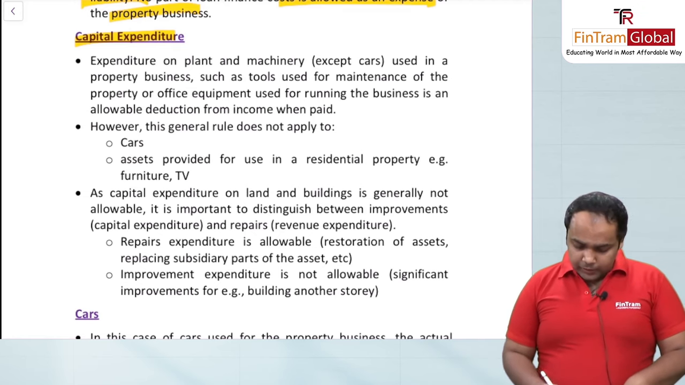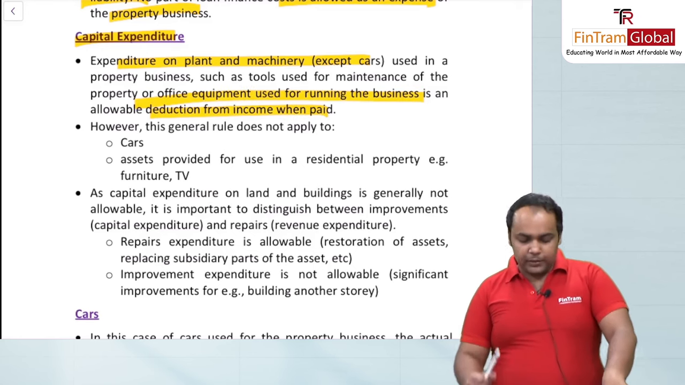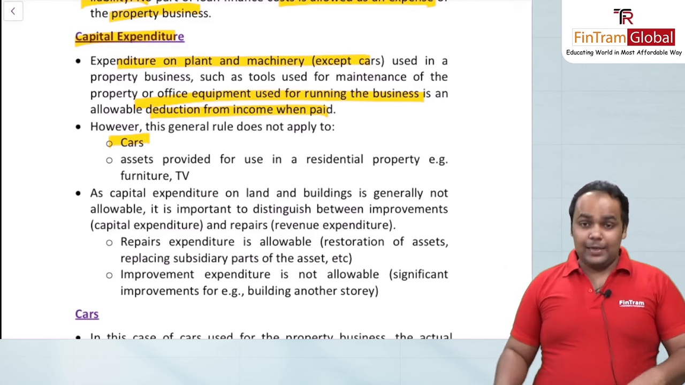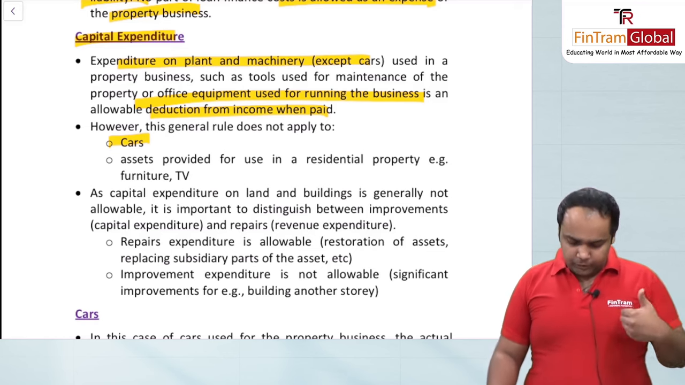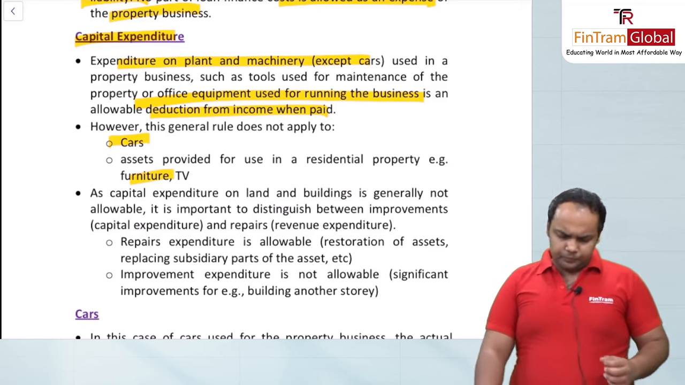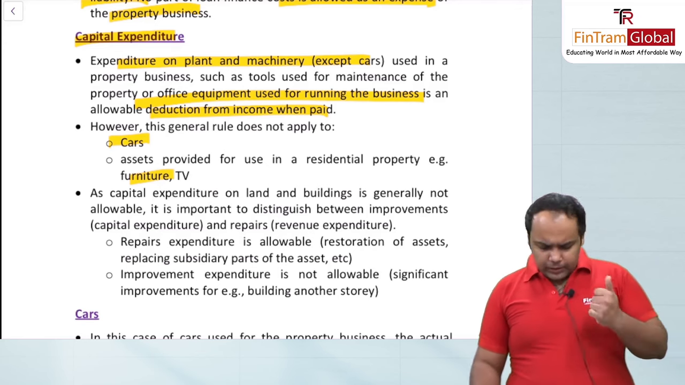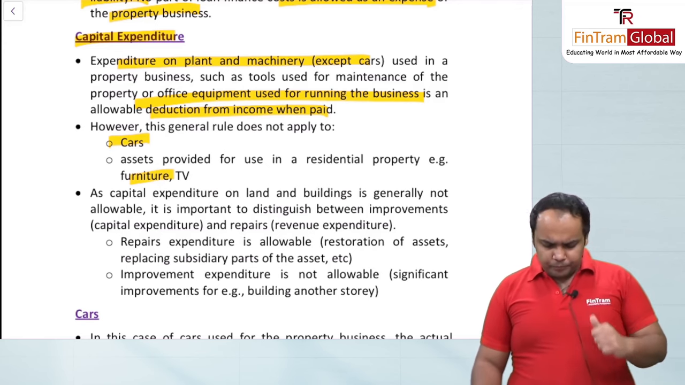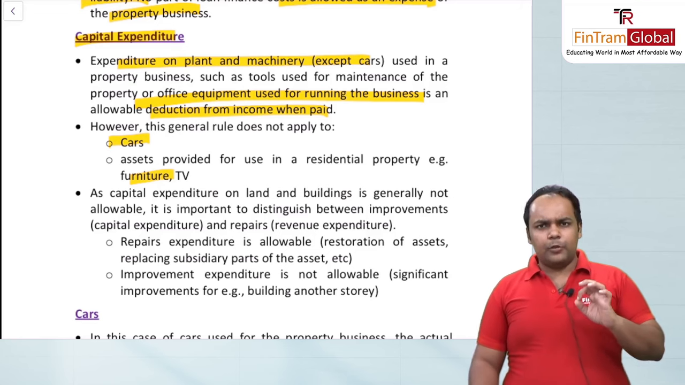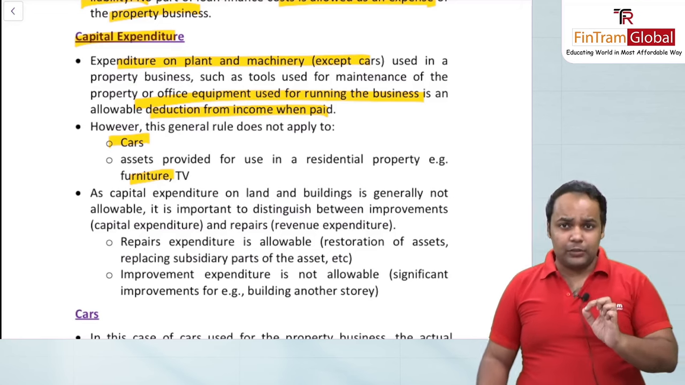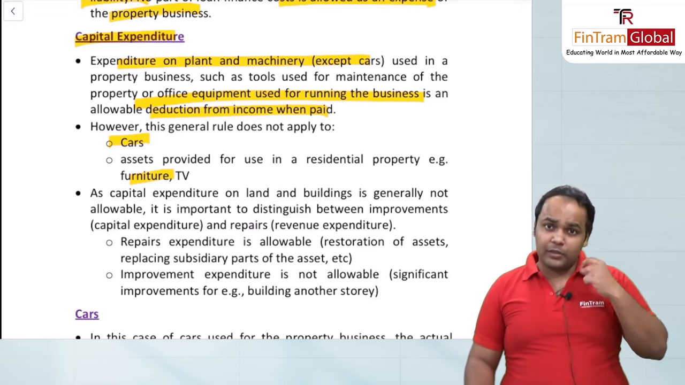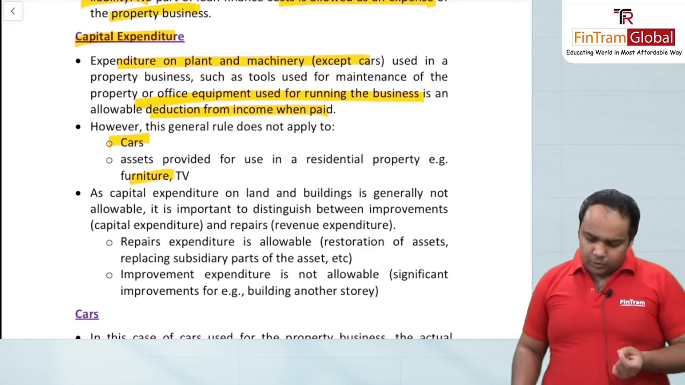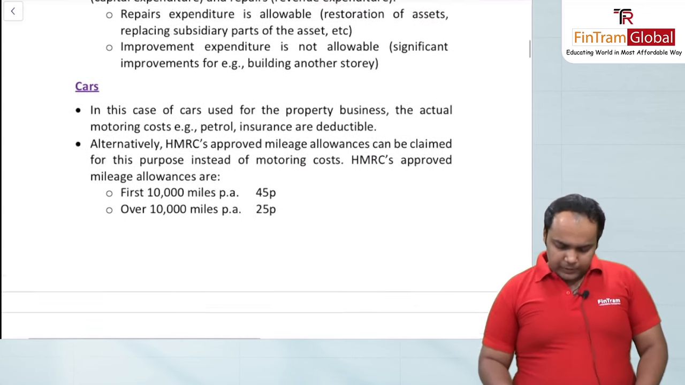On capital expenditure, again, expenditure on plant and machinery is an allowable deduction when paid, but this doesn't apply to cars and assets provided for use in the residential property itself, like TV or furniture and so on. It's also important to differentiate between capital and revenue expenditure, and because capital expenditure on land and buildings is not allowable, it's important to distinguish between repairs and improvement. Improvements is the capital expenditure, repairs is the revenue expenditure, which is allowed. So please keep that in mind.